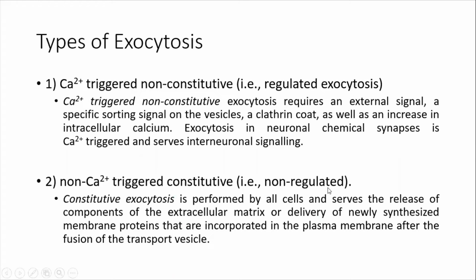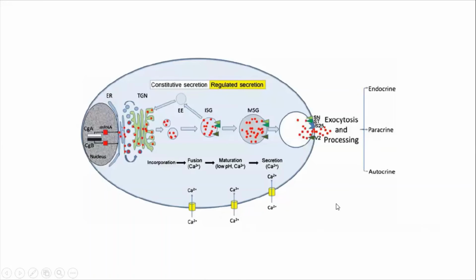Now coming to the non-regulated, it is performed by all the cells, which serves the release of components of the extracellular matrix or delivery of any membrane proteins. So just now we saw two examples, proteins and neurotransmitters. So neurotransmitters are the regulated one and the proteins are the non-regulated one. Okay. Now look at the figure here.